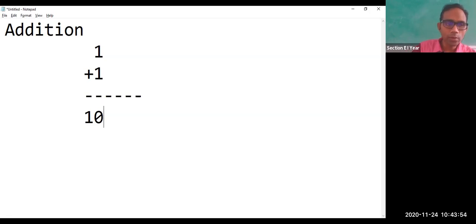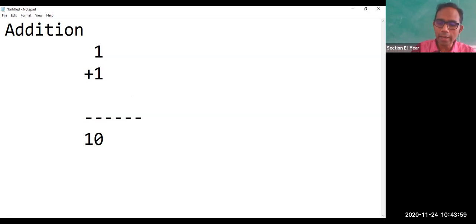Now let us add one more bit to this. Sir, I want to do plus 1 again. So what happens here? 1 plus 1 plus 1. The result will be 1, 1. The binary number 1, 1 has a decimal equivalent of 3.